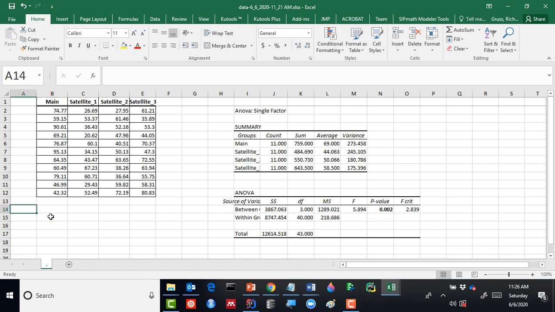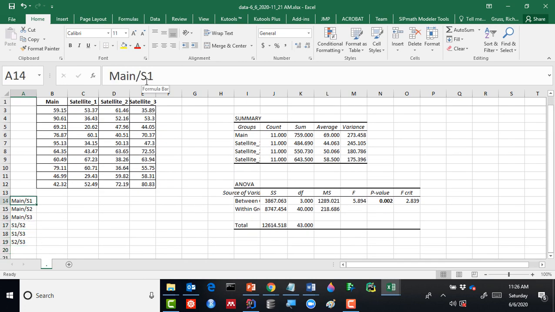Okay, so first of all, I have to go through each pair of these things. That would mean I'm going to compare, and we want to make sure that we're systematic about this because it's very easy to miss a pairing, right? So we're going to compare main with satellite 1, main with satellite 2, main with satellite 3, okay, and then satellite 1 with satellite 2, and satellite 1 with satellite 3, and satellite 2 and satellite 3.